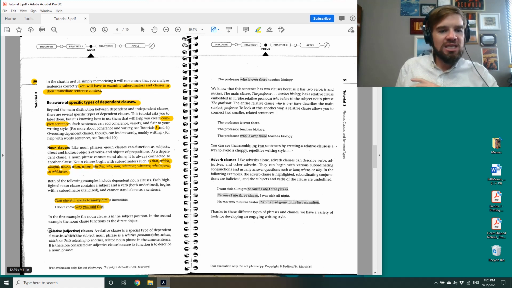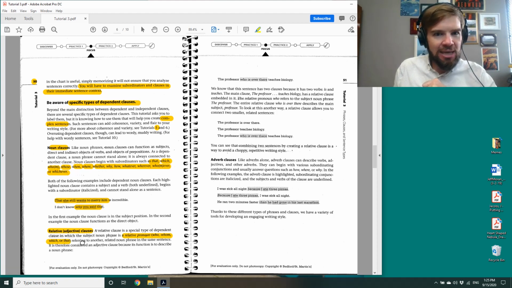Next, we've got relative or adjective clauses. A relative clause is a special type of dependent clause in which the subject noun phrase is a relative pronoun, so who, whom, which, or that, referring to another related noun phrase in the same sentence.